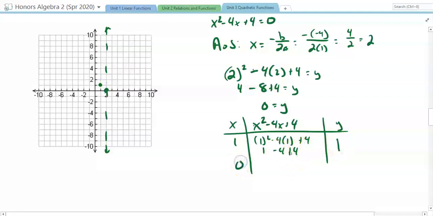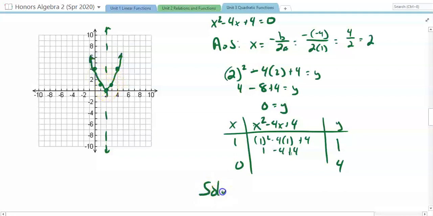And then if I go to 0, remember that's just plugging in 0 for each of these x's, so we end up at 4. And so these 2 points will reflect. This point is 1 unit to the left, so we end up 1 unit to the right. This point is 2 units to the left, so we end up 2 units to the right. And we end up with a parabola that looks like so.